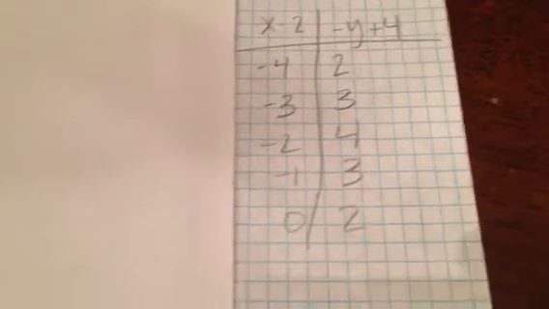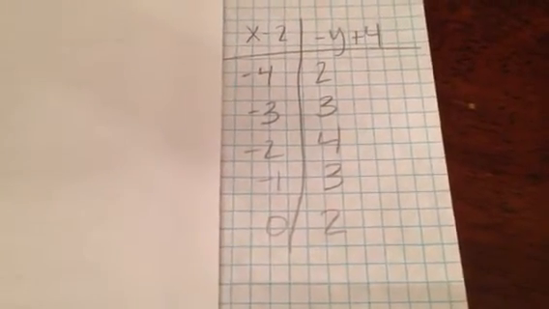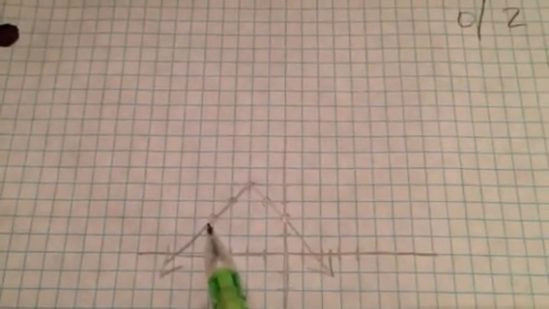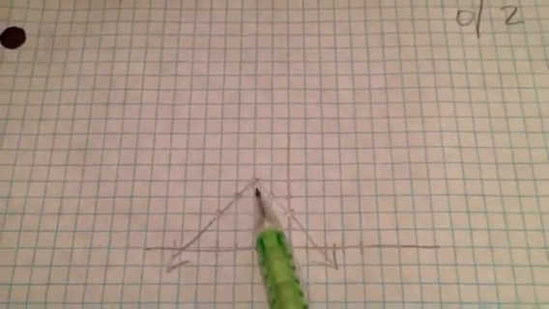Once we have that, we're ready to graph. Alright, so here's the graph for this absolute value equation. Keeping in mind that we have these new ordered pairs right here, we're going to graph all of these on here. So I graphed negative 4, 2; negative 3, 3; negative 2, 4; negative 1, 3; and 0, 2.